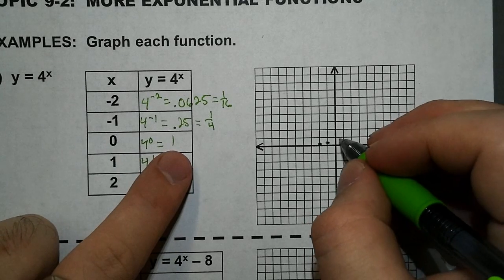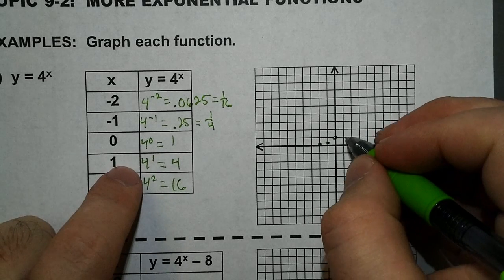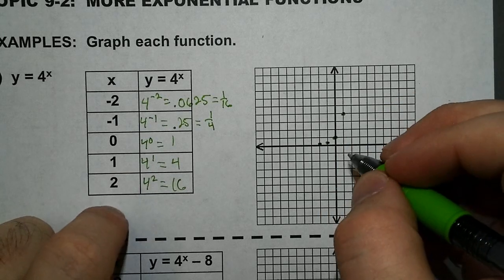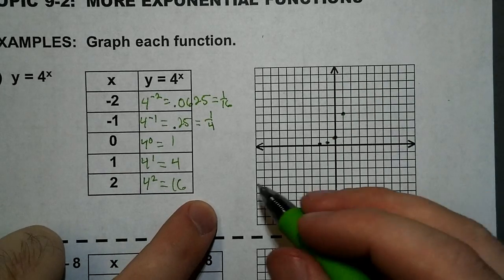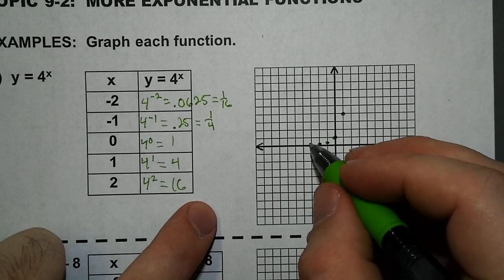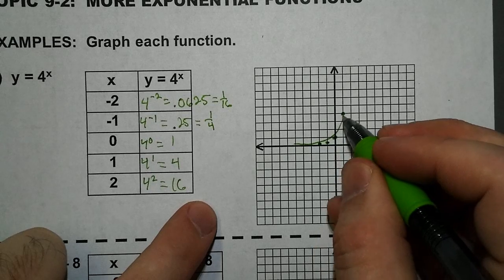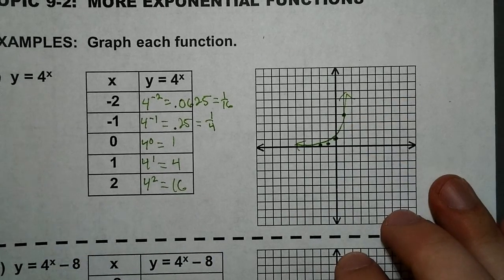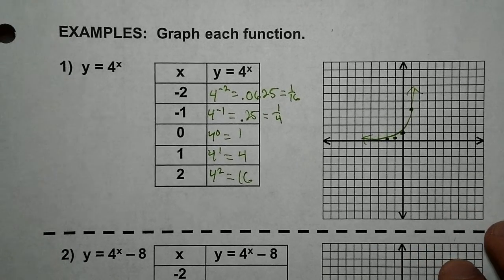0, 1. Okay, that's a nice easy point. 1, 4, so over 1, up 1, 2, 3, 4. And then 2, 16, when I go to 16, will be way up here. So let's just use those 4 points. And now we'll connect them. So there's our graph.